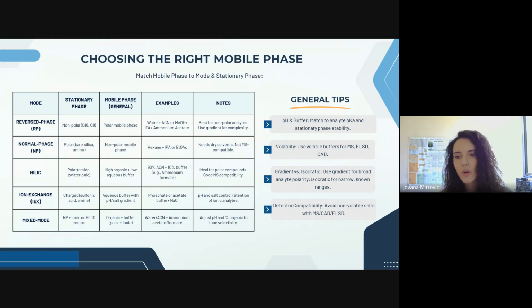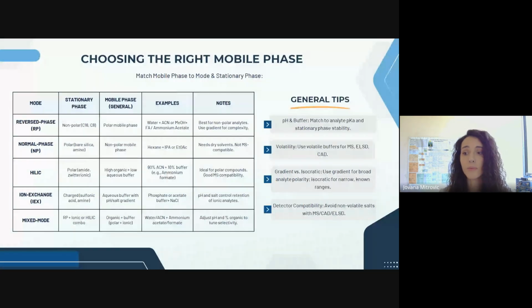So take a look at the table on the slide. It outlines general guidelines for matching the mobile phases to different separation modes. For reverse phase, we typically use something like water and acetonitrile or methanol mix. We may add buffer to control pH, especially important for acidic or basic analytes. For ion exchange, for example, buffer strength and pH are even more critical. The buffer must support the ionization of the analyte and maintain the charge on the stationary phase.